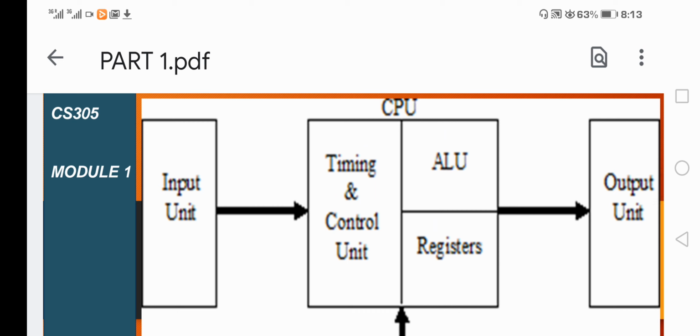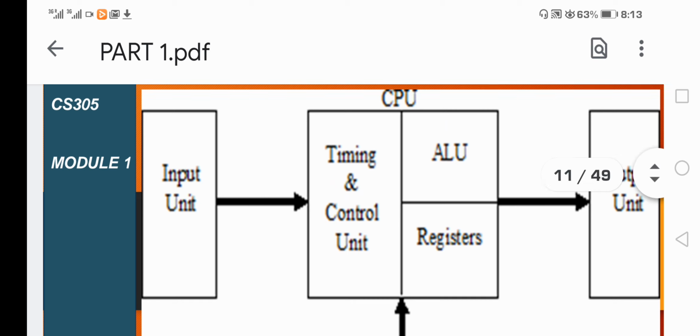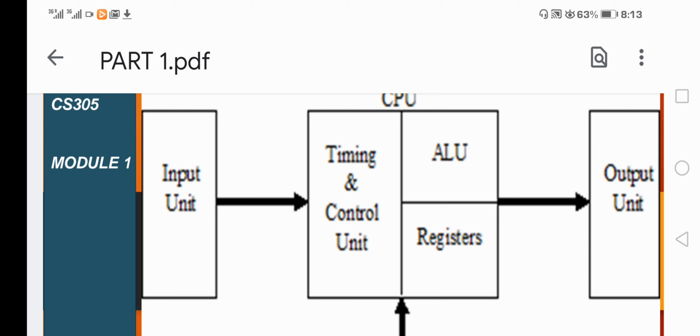The timing and control unit controls the entire operations performed by the system. That is, the overall operations carried out within the computer need to be controlled by someone. I told you the CPU itself is responsible for controlling the overall operations to be carried out by the computer. So the timing and control unit present within the CPU is responsible for controlling such operations.